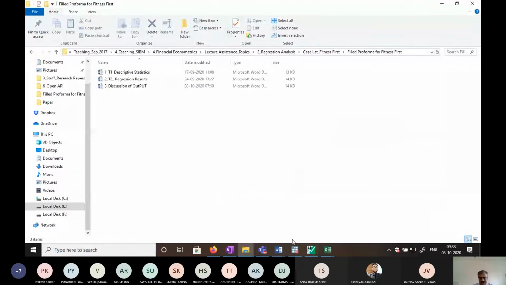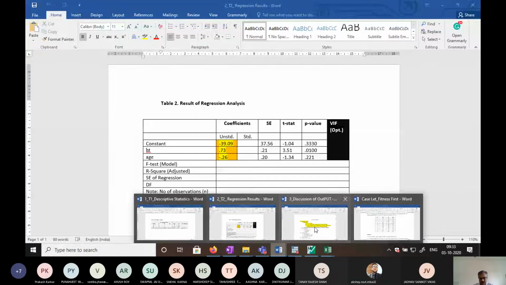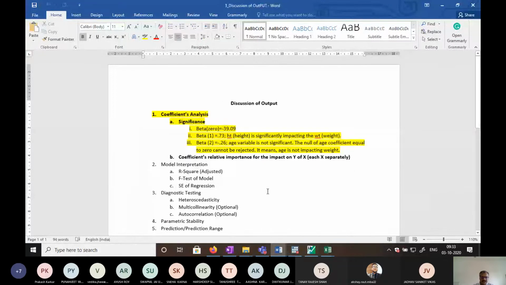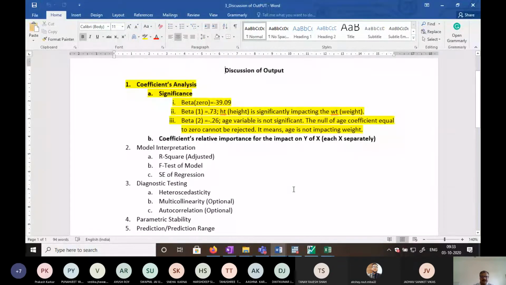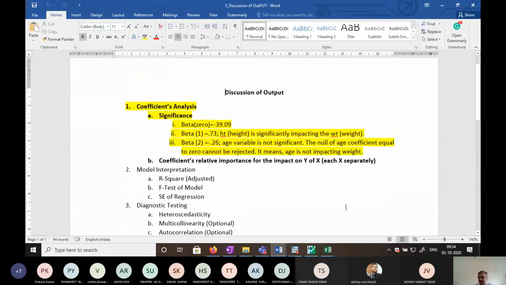And then second, we moved on to doing a little bit on regression analysis, and if you recall, we have discussed that there should be 5 heads in reporting the output of regression analysis, and we were partly doing the coefficient analysis. So still we have to complete the model interpretation, diagnostic testing, parametric stability, and prediction range. So this yellow portion is something which we have done so far. We have run the regression. I'll do it again for you.